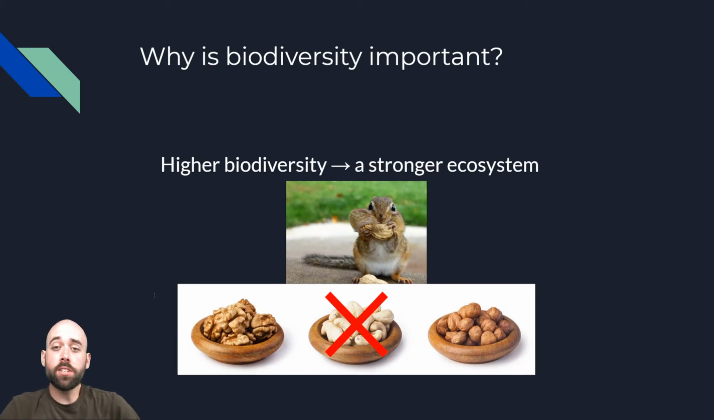So, why is it important? Well, higher biodiversity means that an ecosystem is stronger. In this crude example, say there's a squirrel with three different types of trees to choose from, and one of those trees no longer exists in the ecosystem. The squirrel can still survive on the other two trees.